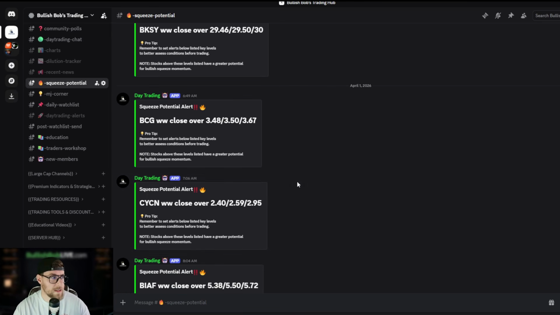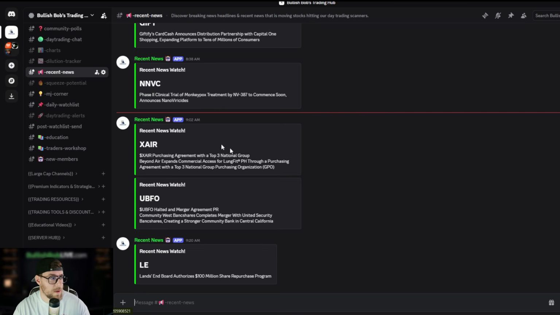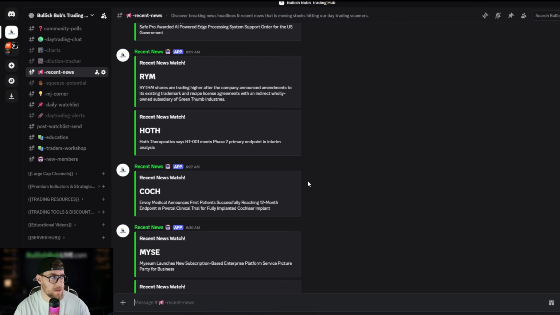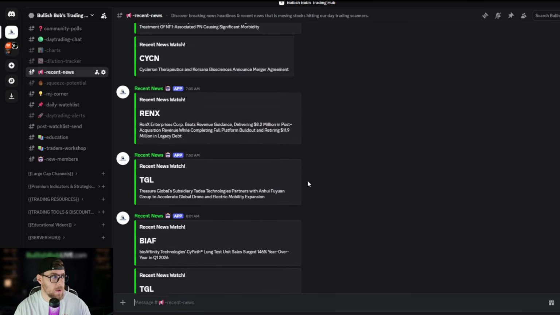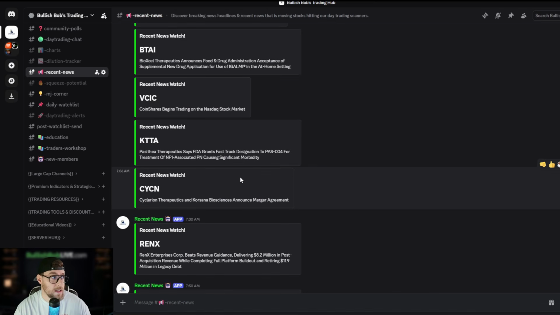Now, looking at this, in the morning, we set these key levels before the stock ever gets really moving. If we look at the key level here, the key level was shared at 7:06 a.m. Eastern time. And if we go into our recent news, you'll see recent news. If I scroll up to the top here, where the day started, there's a lot of news in here. CYCN did have news this morning. It was a merger agreement for CYCN. So it did have news.